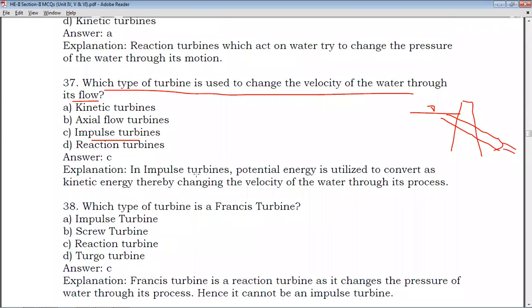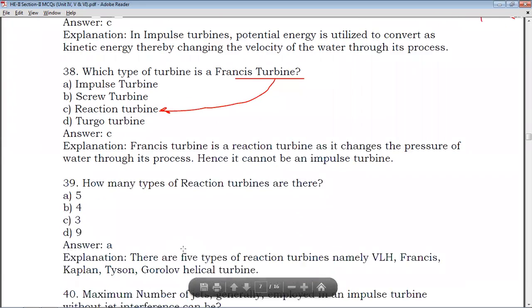Now, which type of turbine is a Francis turbine? Francis turbine is an example of reaction turbine. How many types of reaction turbines are there? There are a total of 5 reaction turbines, out of which we are going to study only 2, that is the Francis and the Kaplan. The remaining 3, that is VLH, Tyson and Gorlov helical turbine, are not in our syllabus.